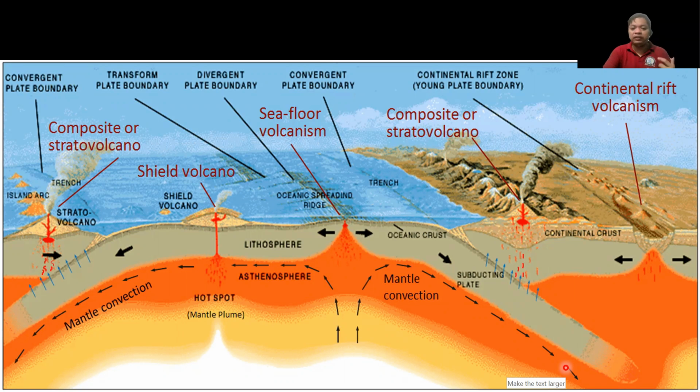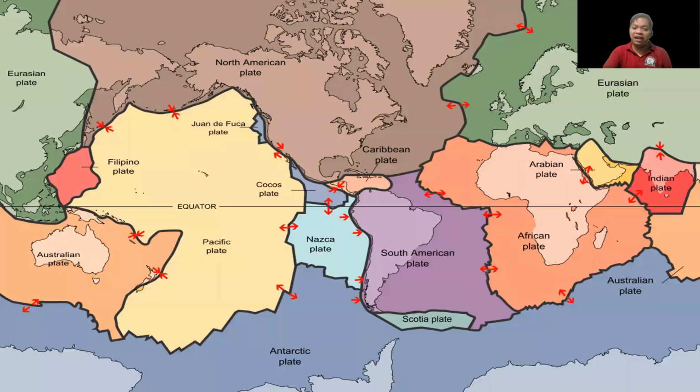So this time we're going to test your knowledge and your understanding about that. I have here again the world map showing the directions of the major plates that we have in the world. What I would like you to do is to identify what kind of plate boundary you can see based on the arrows. The arrows show the movement of those plates.